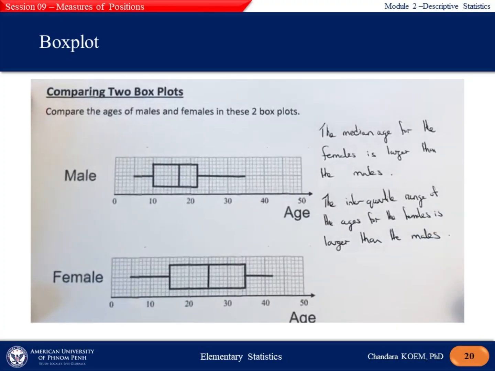So that is all you need to do. You just need to compare the median and the interquartile range.